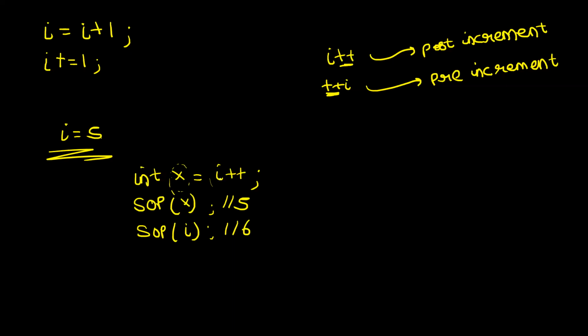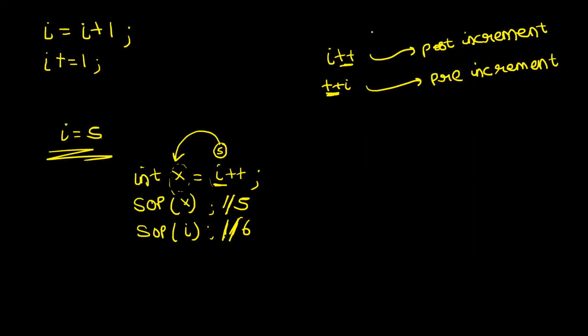See, the value of i was 5. Because it is a post-increment operator, first I use the value of i. What is the value of i? 5, so 5 will be used and assigned to the variable x. So x has got a value of 5. And once I have used the value of i, then I will increment the value of i, and it will become 6. So when you print x, you will see that x has a value of 5. But when you print i, you will see that i has a value of 6. Is this making sense? If you print x again, x is 5 only.